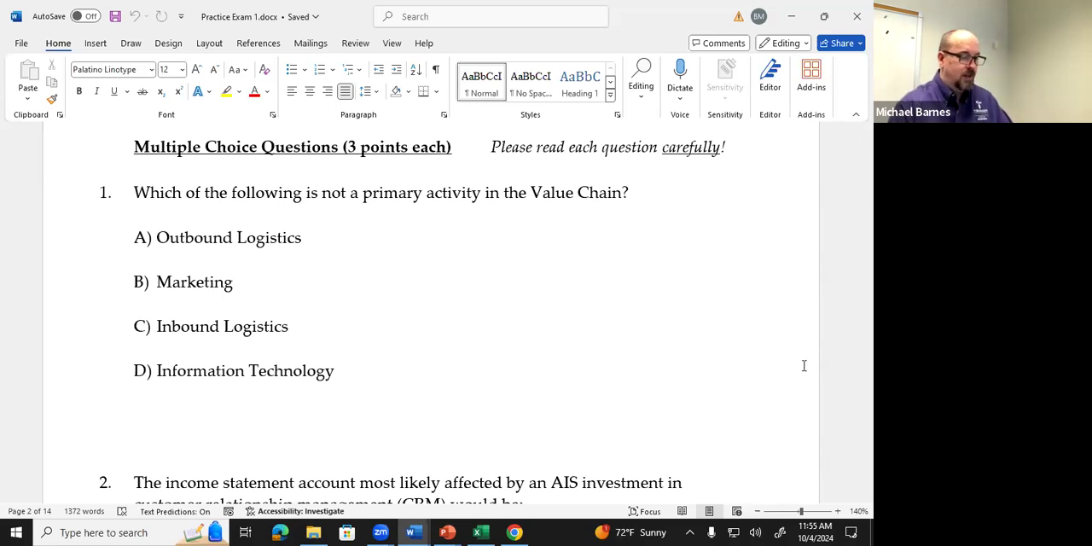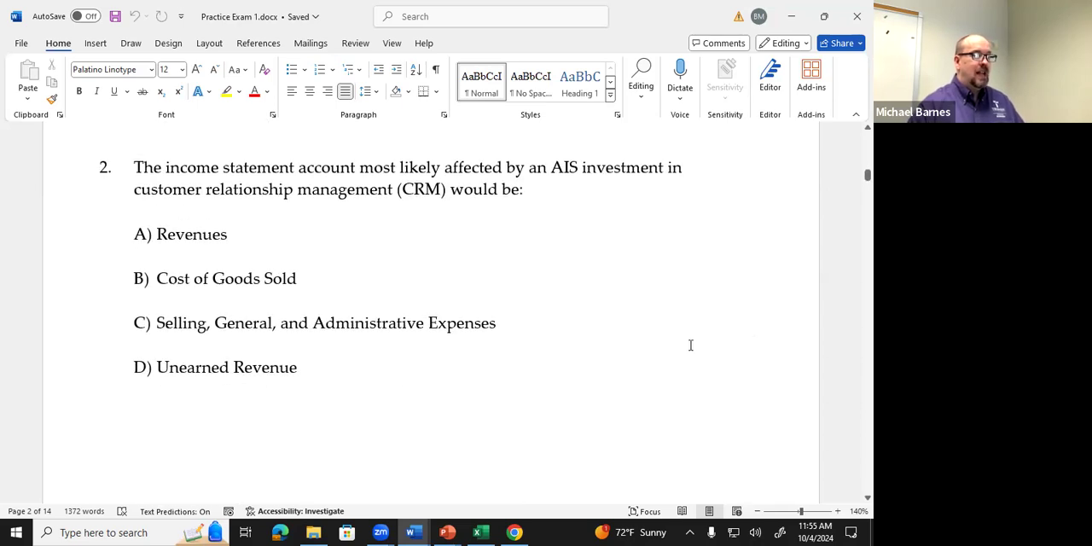So the supporting activity. The income statement account most likely affected by an AIS investment in customer relationship management would be... these types of questions tend to really intimidate people. So this question is not that difficult if you think about what are the primary accounts affected by customers. What do customers generally generate in an organization? They generate sales or revenues. So even though this looks like a really daunting question, it's like, I don't know. It's like, yes, you do. You know, customers generate revenues. So it's going to be revenues. That's all this question is asking. It's a very fancy way of asking a very simple question. Will I do that very frequently? Probably not, but I will do it.